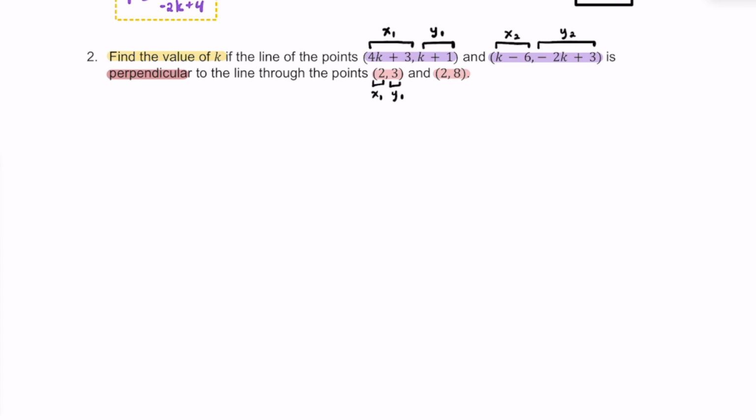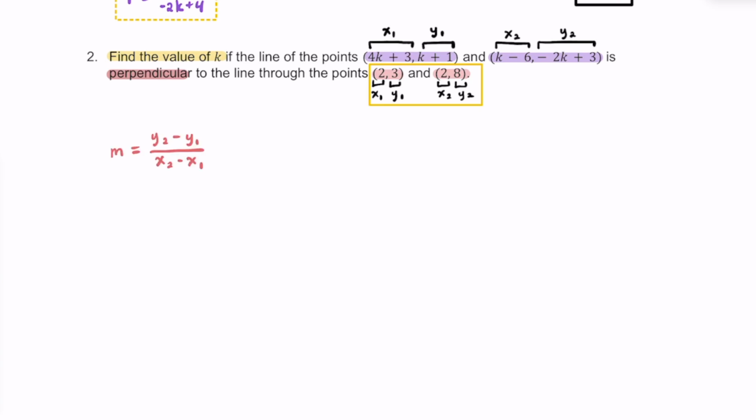For this other line, (2, 3) can be our x1, y1, and this (2, 8) will be our x2, y2. What we're going to do for this problem is use these 2 points first, because these are much nicer numbers, and find the slope of this line. Then we're going to use the opposite reciprocal slope of that to figure out the slope of the other line, since these 2 lines are perpendicular to each other.